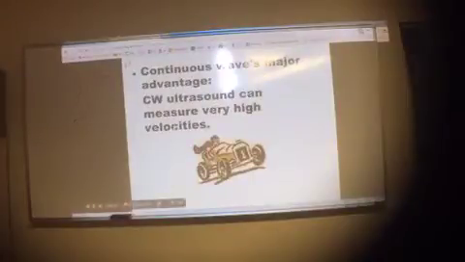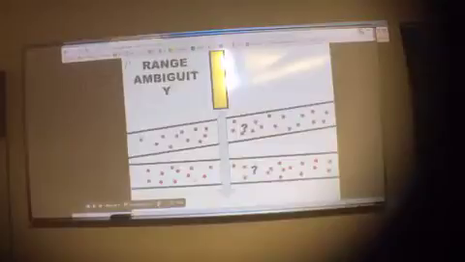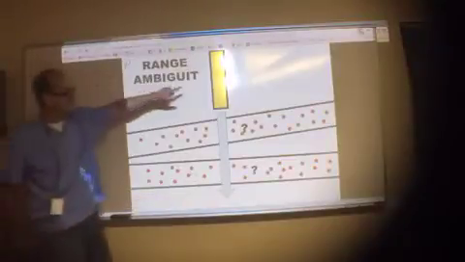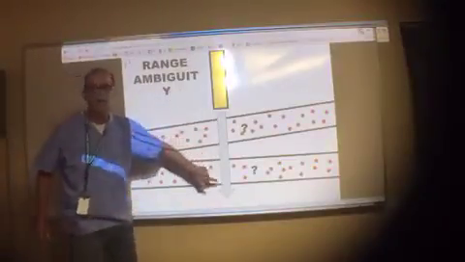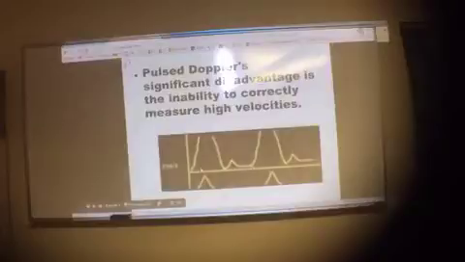Continuous wave, major advantage: it can measure any velocity. Continuous wave disadvantage: range ambiguity. You don't know exactly what you are measuring. You have the velocity, but you don't know if it's here or here. This is the problem of continuous Doppler. In pulsed Doppler, the problem is aliasing.